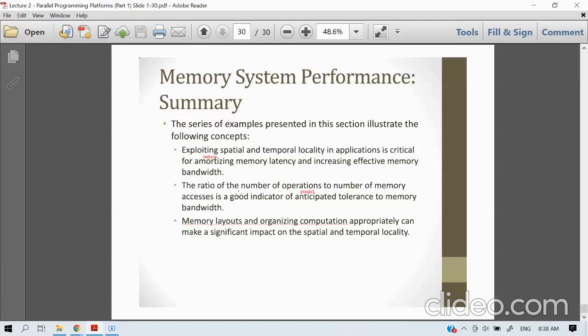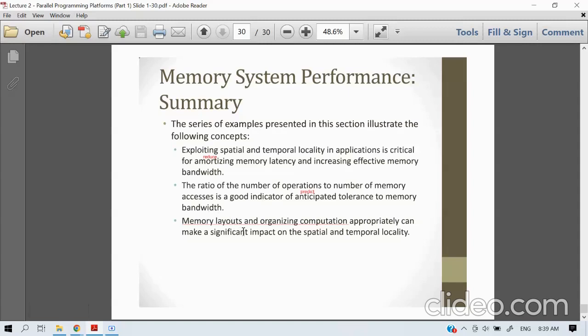So the ratio of the number of operations to the number of memory accesses is a good indicator to predict tolerance to memory bandwidth. So we need to consider the number of operations, and also the number of memory accesses. If we know this, we can anticipate whether the large data can be brought to the processor or not.